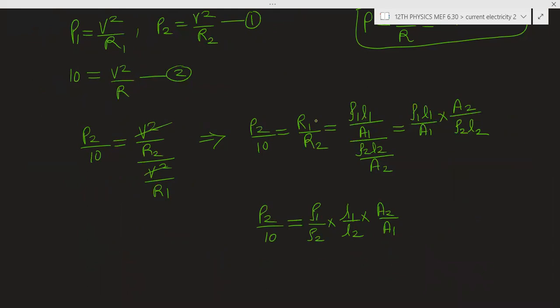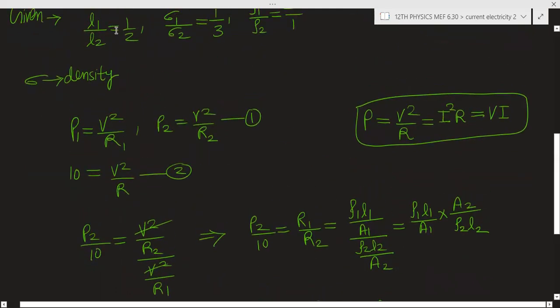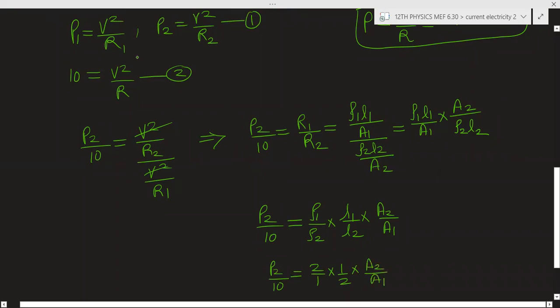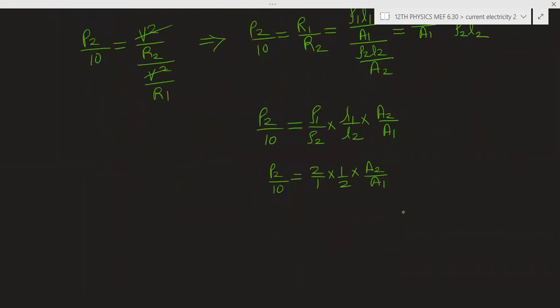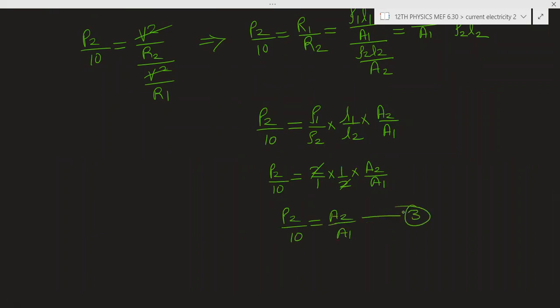Just put it here. 2 by 1 multiplied by L1 by L2. When you put L1 by L2, you will get 1 by 2. But you do not have A2 by A1. So this 2 and 2 will get cancelled out, and P2 divided by 10 is equal to A2 divided by A1. This is equation number 3 you have.